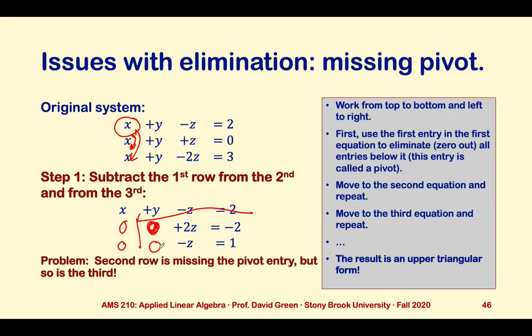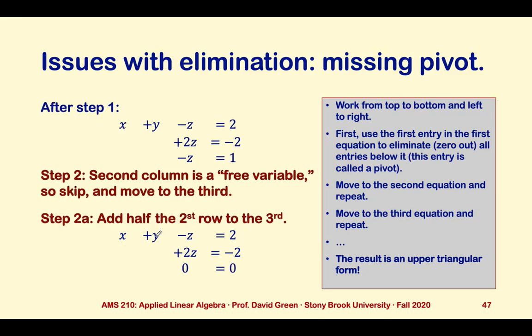But there's nothing to exchange with. It doesn't matter, there's nothing to exchange with because there's no information in this column. We simply skip that column. We have no pivot here. There's no equation that has y as a pivot. This tells us that y is a free variable.